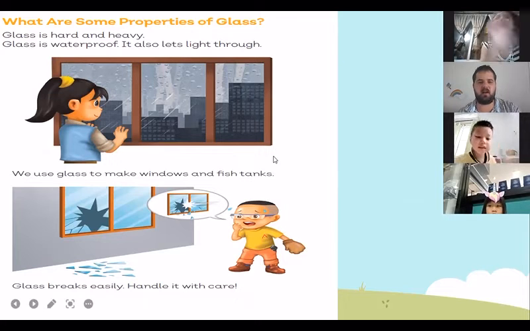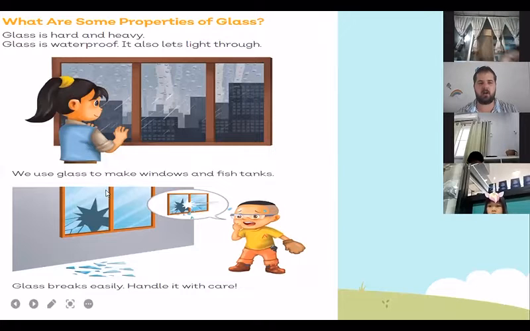Yeah, so glass can break easily. So if you throw a ball, the glass will break. So you must be very careful with glass. So glass is very hard, but breaks very easily. Okay.